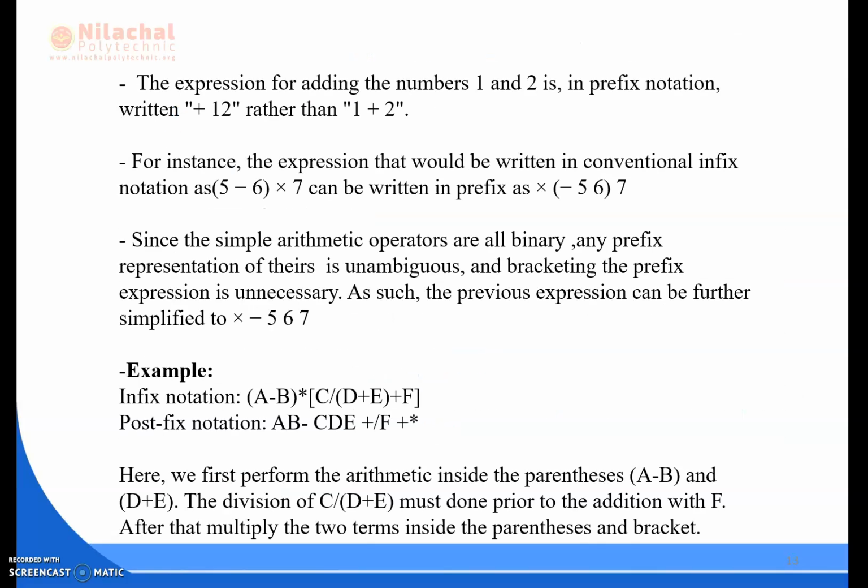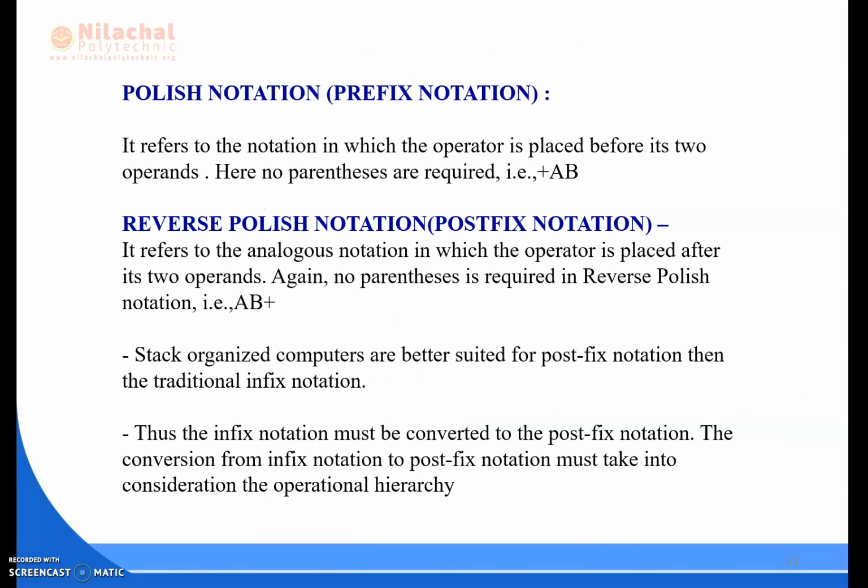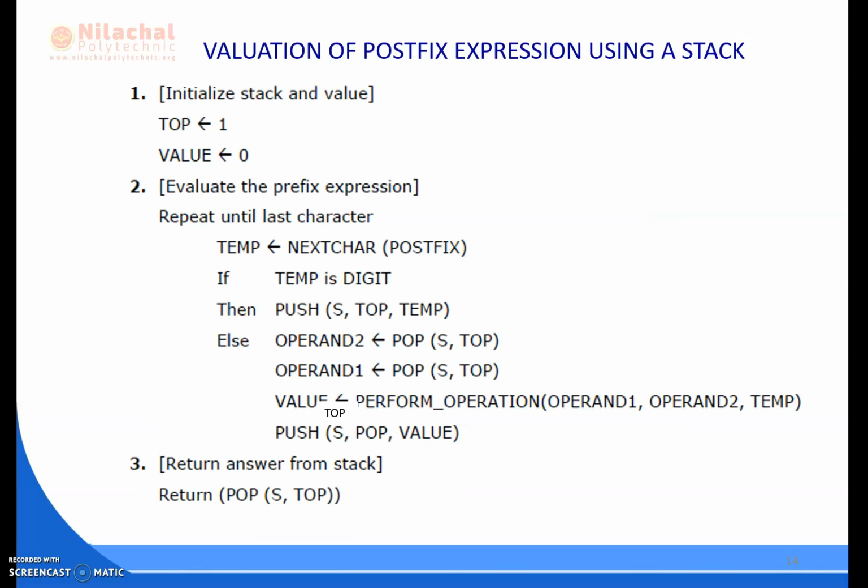As we have studied in our previous slide, the infix notation must be converted to the postfix notation, and the conversion must take into consideration the operational hierarchy. So let's see the algorithm first. At the very first step, the stack and its value are initialized. The stack is initialized with the top equal to 1 and the stack top is assigned value 0. So this is how the stack has been initiated.